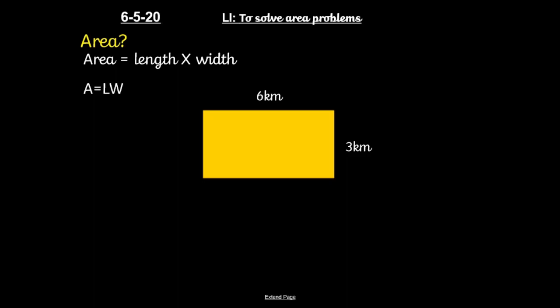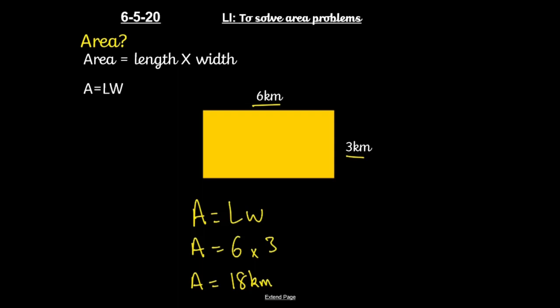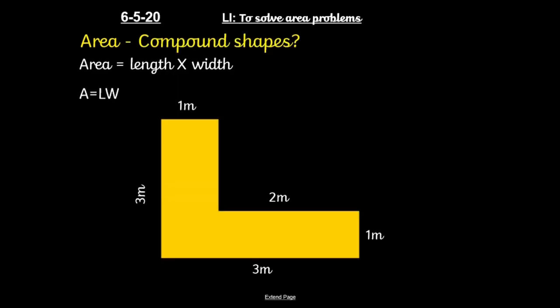What is the area of this shape? Well, it's a rectangular shape, so it's just area equals length times width. So area is equal to LW. So the area is equal to 6 times 3. The area is equal to 18 kilometers squared. Okay. Number 1, done. Easy peasy.